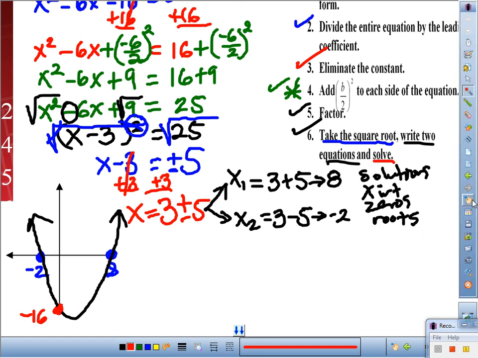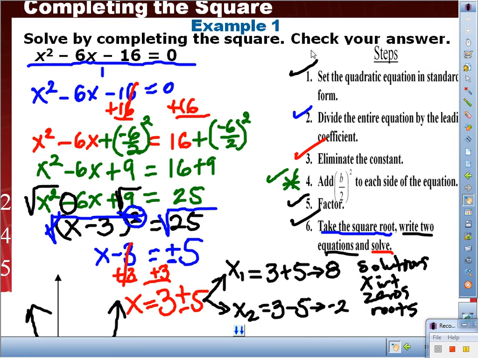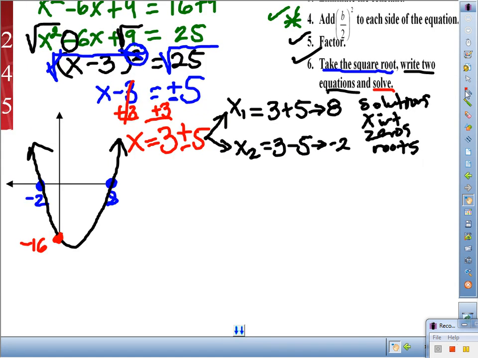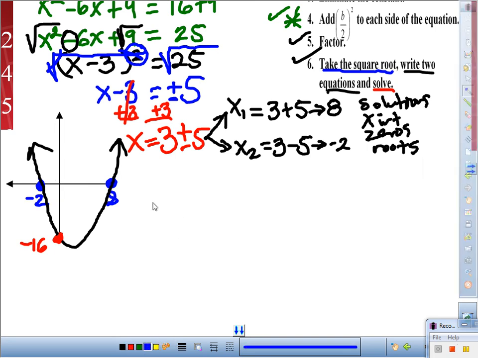What else did it say on the problem? It said, check your answer. Yay! So, to check our answer, we need to write our equation how many times? 2. X squared minus 6x plus 16 equals 0.